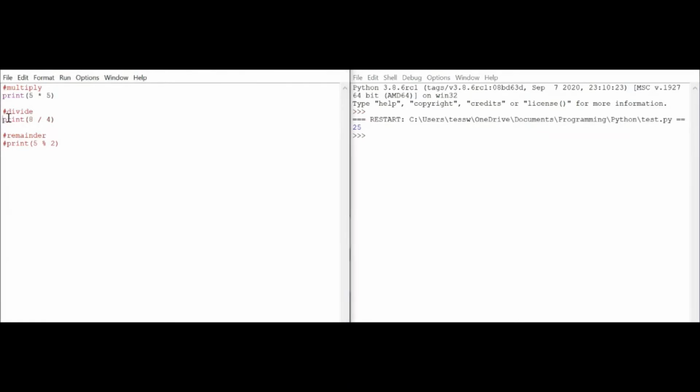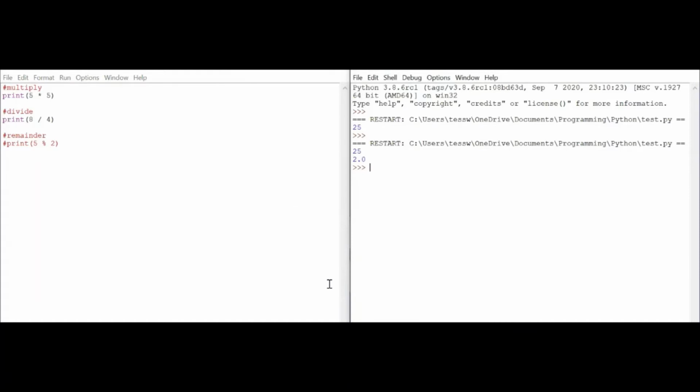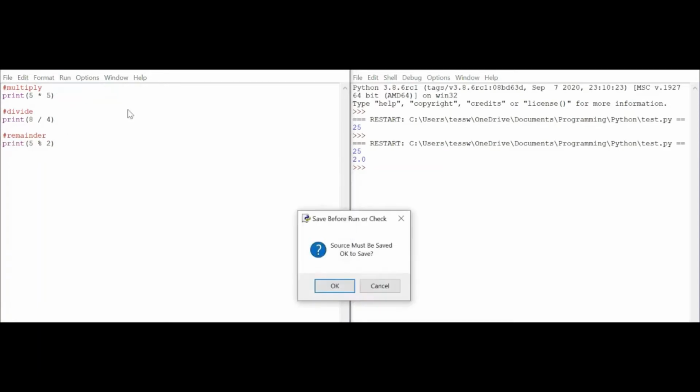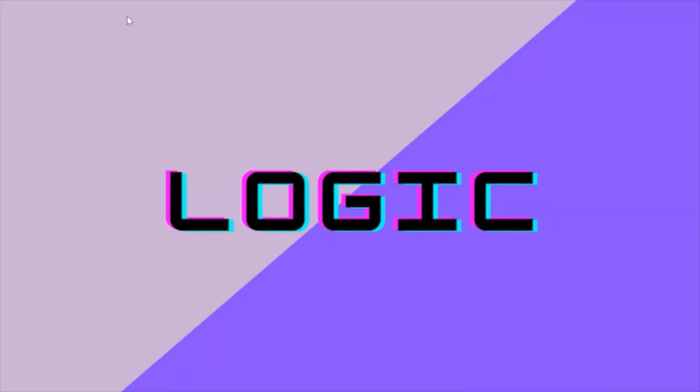To divide, we use this slash here. So if we wanted to do 8 divided by 4, it would give us 2. And also a note about division is it usually always gives it in a decimal format. And remainder, so 5 can't divide by 2 in a whole number because there's 1 left over, so 1 remainder, which is shown here.